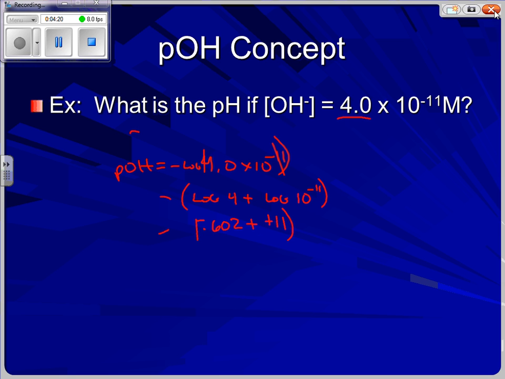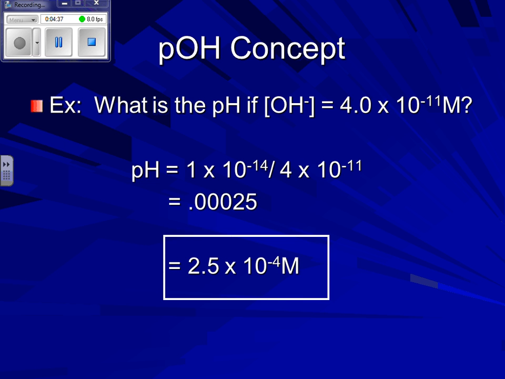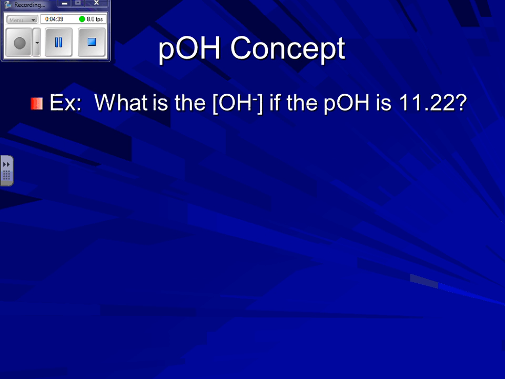Okay, I think I did some math wrong on the other one, but I'm sure you caught the mistake. I'm not going to revisit all that. Now, I find the pOH from that, and then I simply subtract the two from that to get my pH. Okay, 2.5 times 10 to the negative 4.